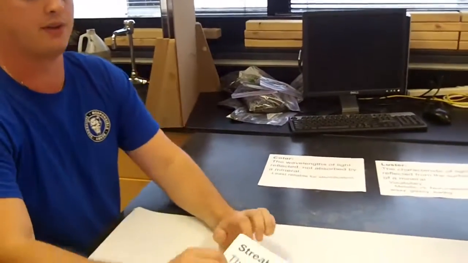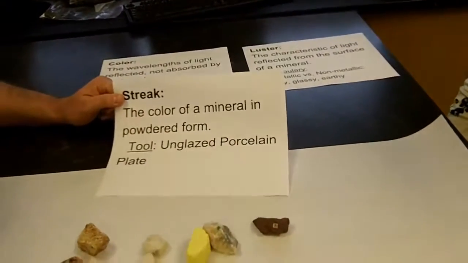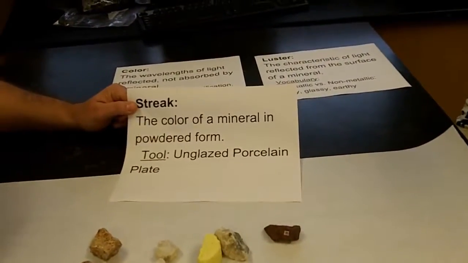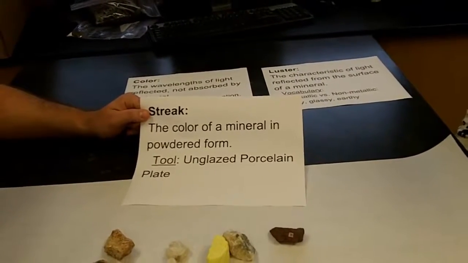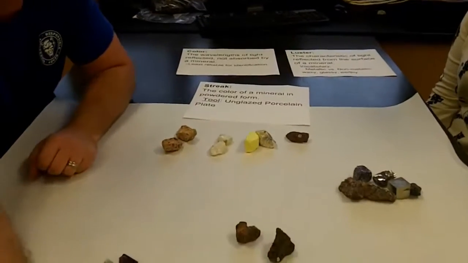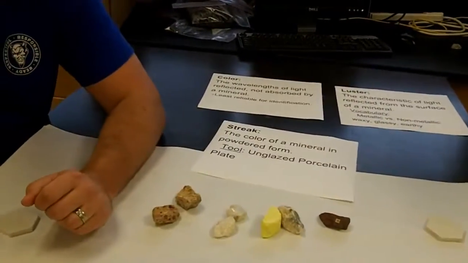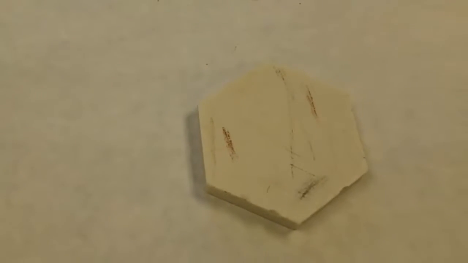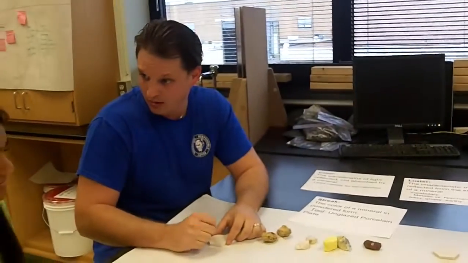So I'm going to go ahead and put this up here. We'll read the definition. The color of a mineral in powdered form. The tool that we use for this is an unglazed porcelain plate. So I'm going to give everybody one of these. Great, we got 4 of them. The only way that we can get this mineral into powdered form is to actually rub it on the streak plate, right?